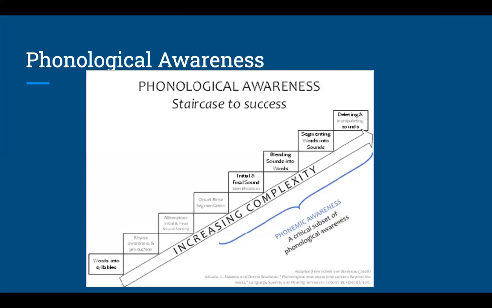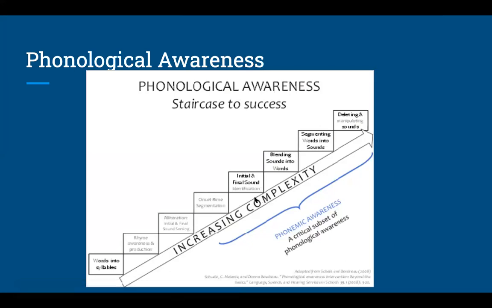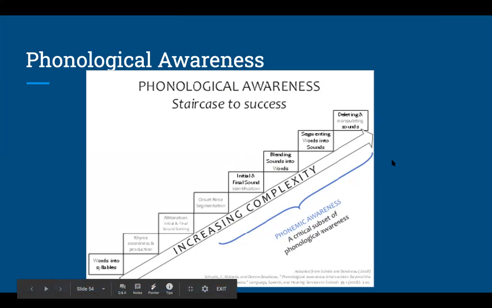And so then this is, sorry, just again, breaking it down, another visual. It's starting with the words and syllables, rhyme, alliteration, onset and rhyme. And then it goes into phonemic awareness here, and it goes into finding the initial sounds, so identifying, blending, segmenting, deleting. So it goes with increasing complexity. It's called the staircase to success.